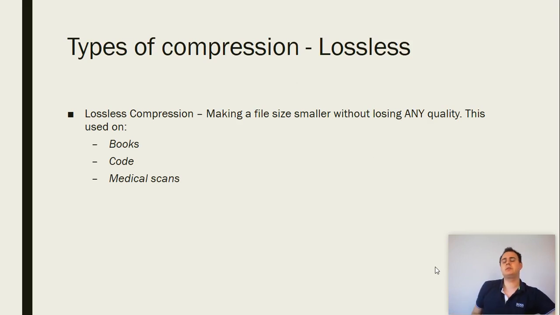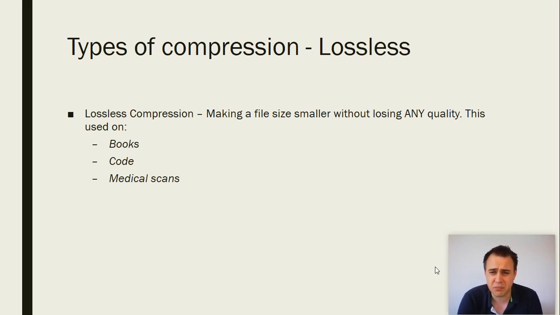Okay, so there's two main types of compression I need to teach you, and that's lossless and lossy. Now, lossless compression makes file size smaller without losing any quality. So for instance, let's say I need to make a load of text files smaller. I would use lossless compression because you don't lose anything by doing it. You don't actually remove characters, you don't remove spaces, you don't change stuff that can affect the quality.